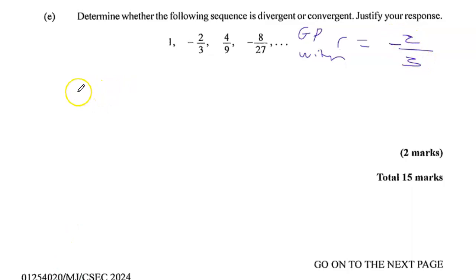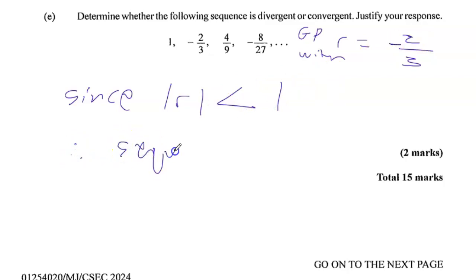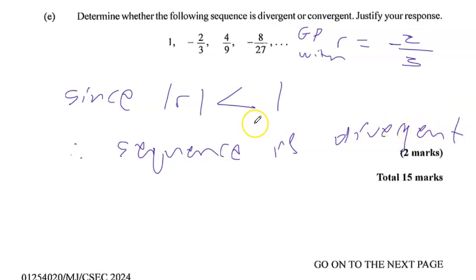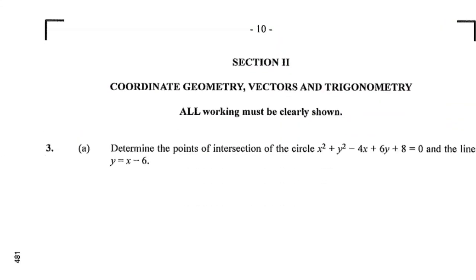So can I just write a little statement here? Since the absolute value of R is less than 1, then the sequence is divergent. So there's a statement there. So once it's a GP, where the absolute value of R is less than 1, then we have a divergent sequence. Let's move on to question 3.